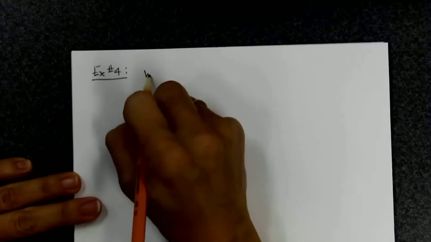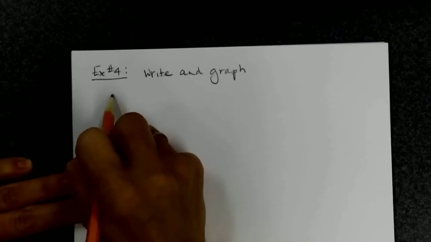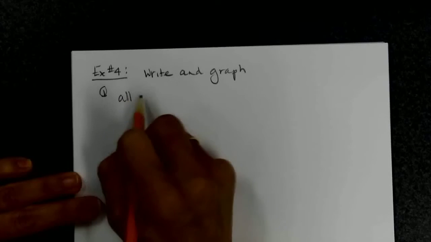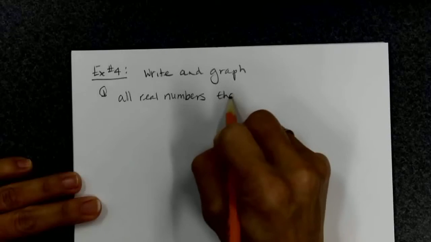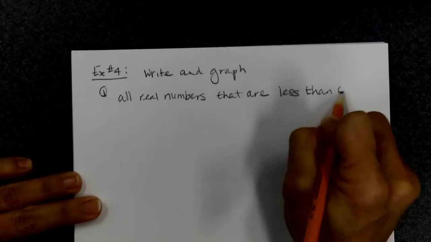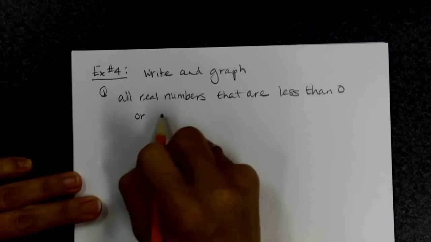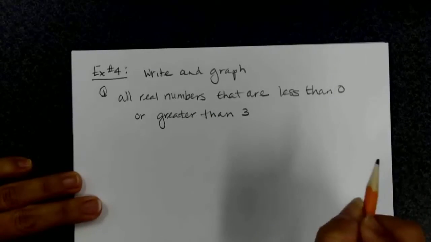Now the next type that we're going to write is for the or. So the last example was for and, now this is for or. So we're going to write and graph the situation where all real numbers that are less than 0 or greater than 3. So same thing again.